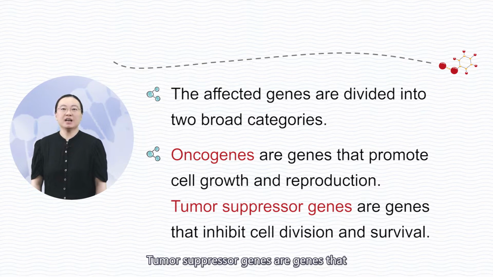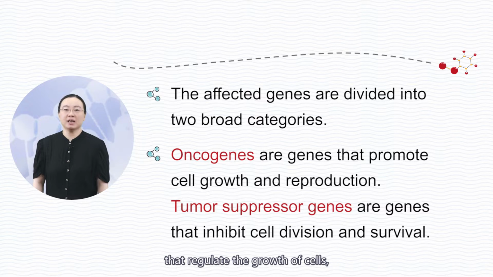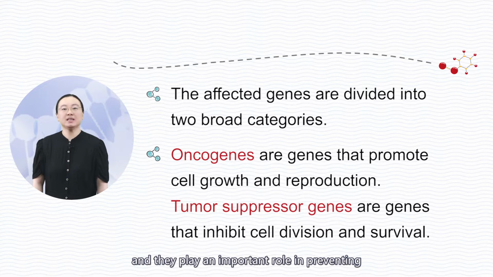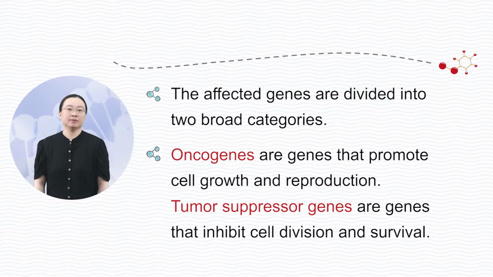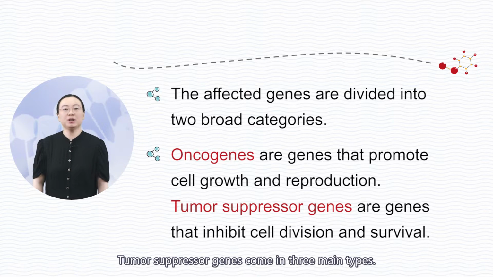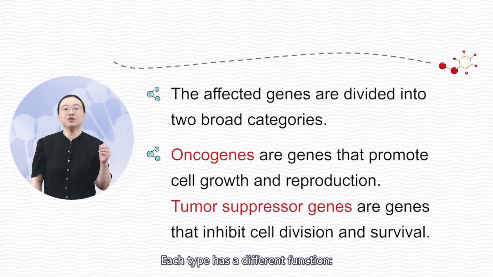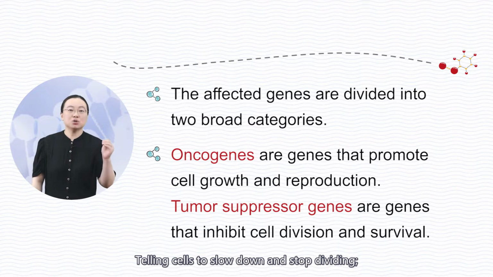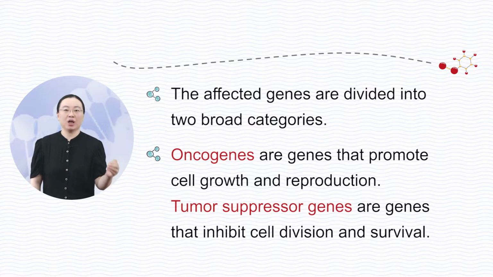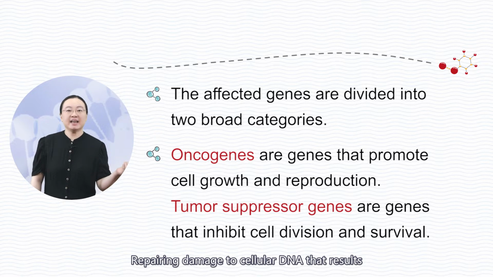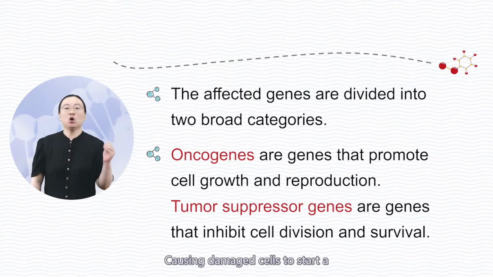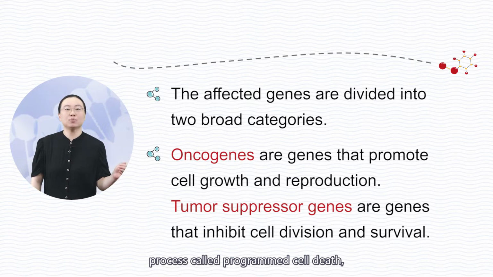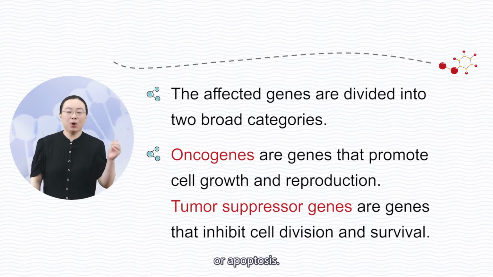Tumor suppressor genes are genes that inhibit cell division and survival. Tumor suppressor genes make proteins that regulate the growth of cells, and they play an important role in preventing the development of cancer cells. Tumor suppressor genes come in three main types. Each type has a different function: telling cells to slow down and stop dividing, repairing damage to cellular DNA that results from dividing and could lead to cancer, and causing damaged cells to start a process called programmed cell death, or apoptosis.